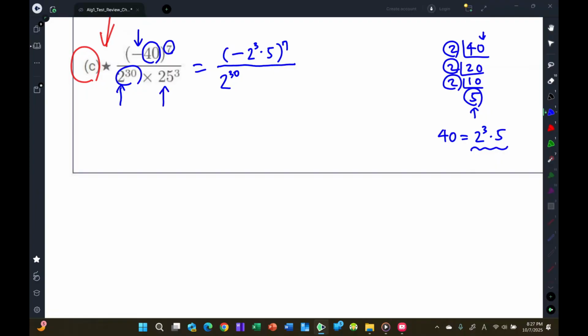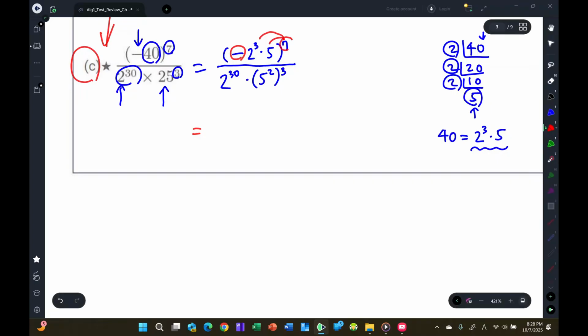But I can do something about this, right? 25, we know that it is 5 squared. And then don't forget the cube that was already there. So it's going to be like this. Now, I think I can break down the parentheses. By the way, is this negative sign going to stay or disappear? When you have all the powers, this negative sign will stay. So it will still be there.